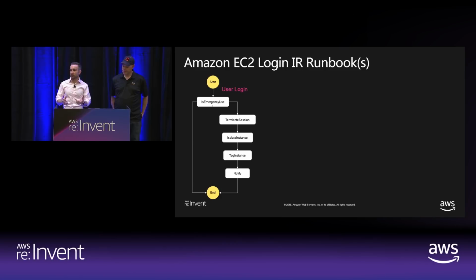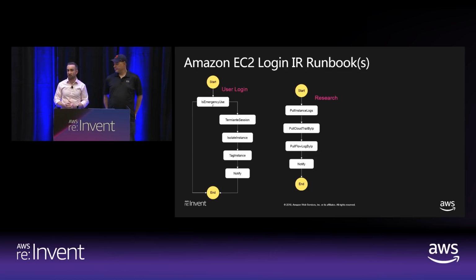Then we want to isolate the instance with a security group that has no rights. So we don't want that user to be able to reestablish the session, right? We're going to contain this thing right away. So then what do we do, right? Containment happens as fast as possible, but then what do we have to do next?